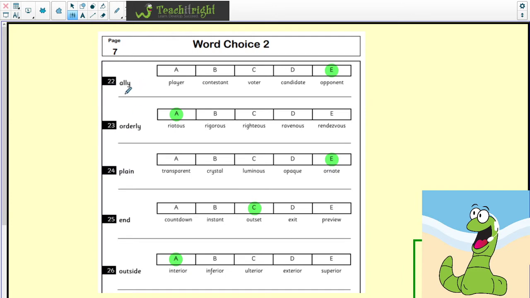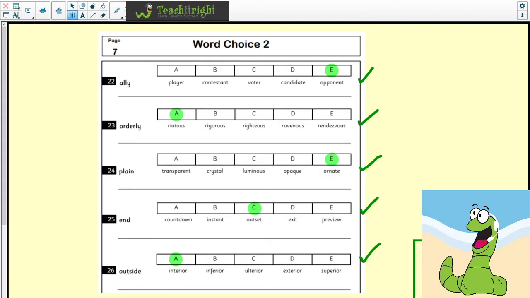Number 22, we've got ally and opponent. An ally being a friend, often associated with world wars, an ally, someone on your side. Orderly and riotous, those are opposite in meaning. Plain and ornate, ornate meaning decorative. End and outset, so from the outset is from the start, so you've got end and start, or end and outset as being opposites. And outside and interior. So that's the end of the first section. That was out of 26.